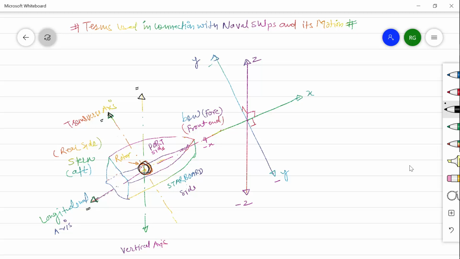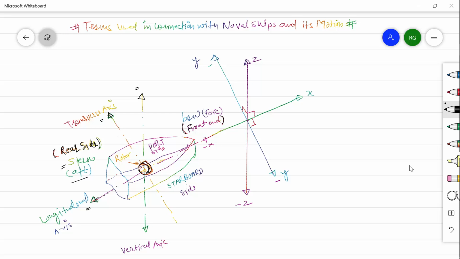And the ship is moving in this direction. This is the front end of the ship, and this end is the rear end or rear side of the ship. The rear side is known as stern, S-T-E-R-N, or also called aft, A-F-T. And the front end is known as bow, B-O-W, or fore end, F-O-R-E.